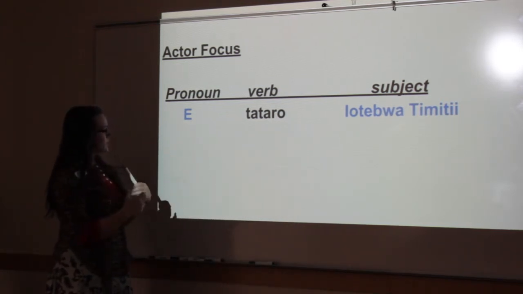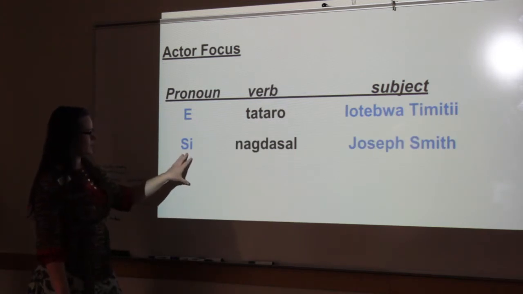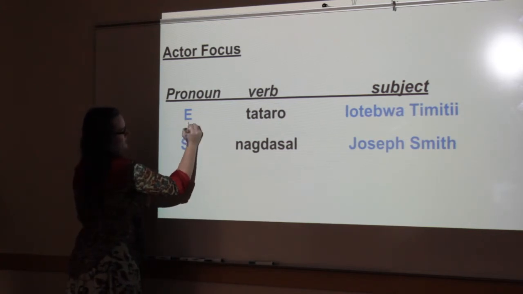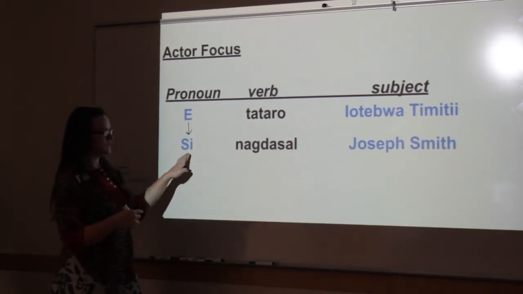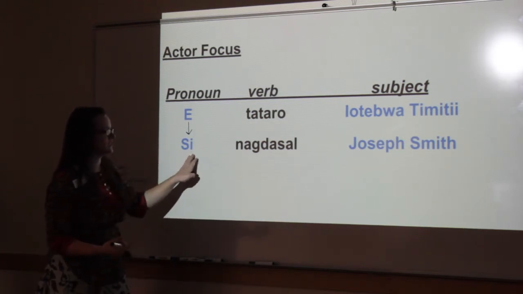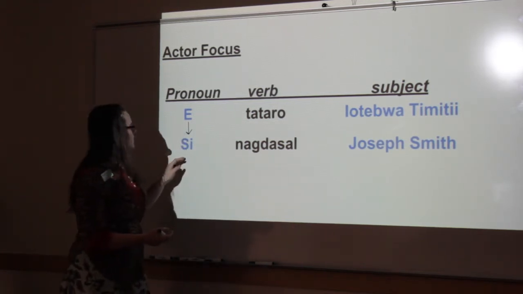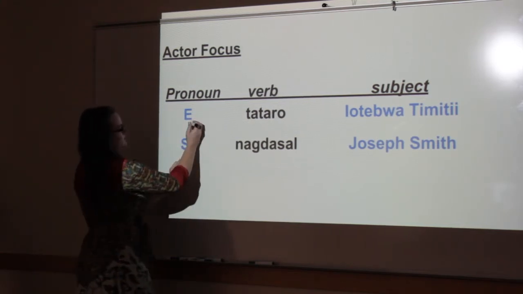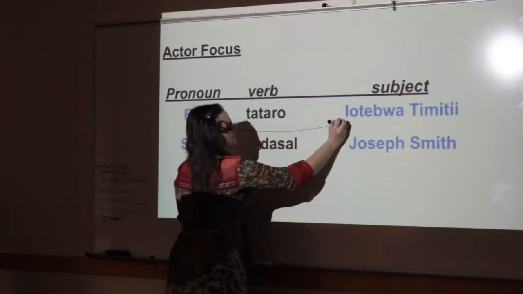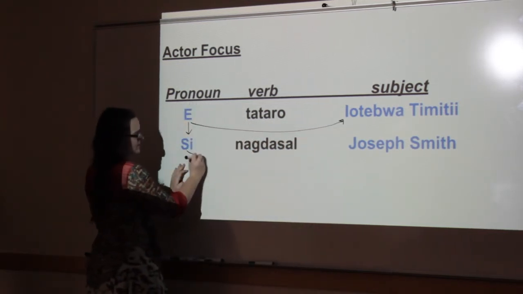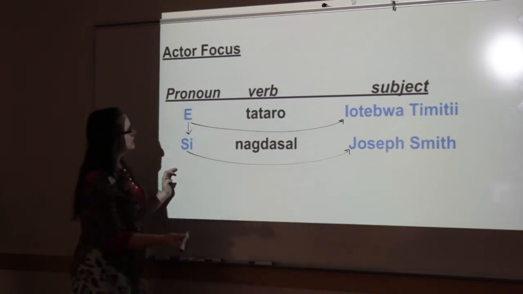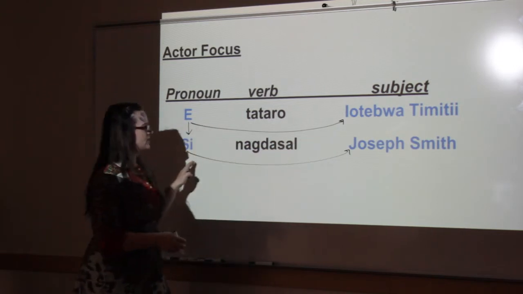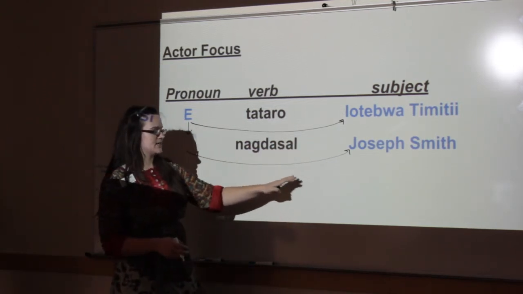So when you put it in Tagalog, we've got our ang marker, si, which is basically the same as the pronoun A, in that it shows what the subject is. Nagdasal si Joseph Smith. So the way to show that these two are similar ideas is basically to just draw an arrow from the A, Yoteba Smith, and C to Joseph Smith, to show that A is clarified by the subject and they're connected, and C shows what the subject is.